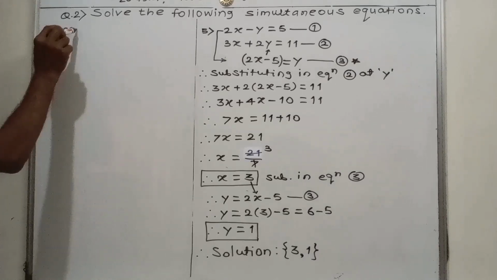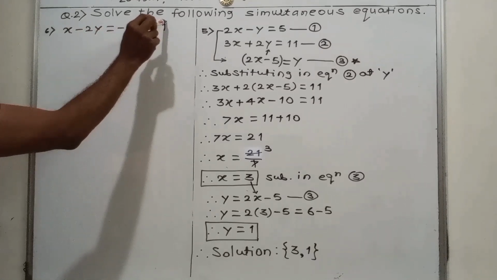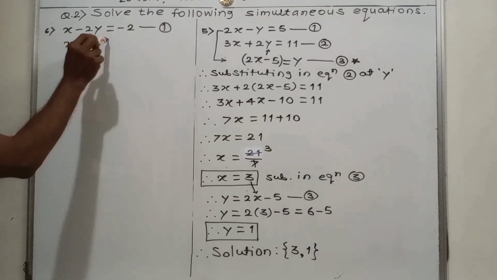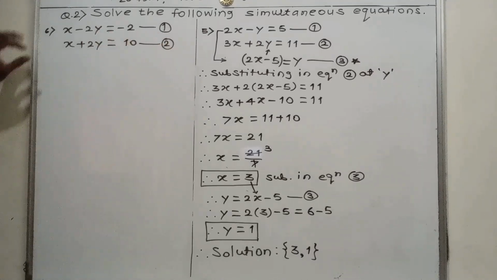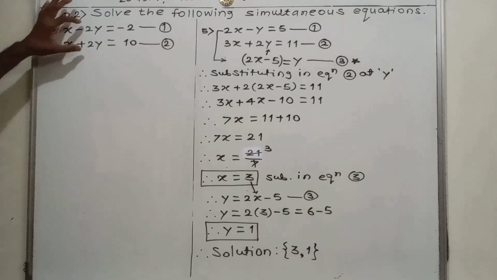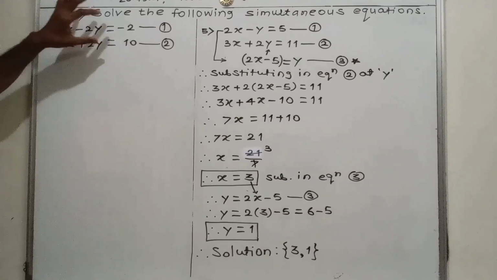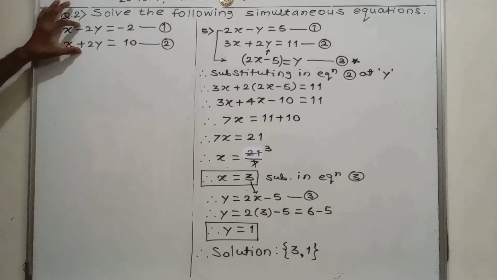x minus 2y is equal to minus 2, equation number 1. x plus 2y is equal to 10. Now see this. Here coefficients are equal, here also equal. When coefficients of x as well as coefficients of y are equal, then observe their signs. What are the signs of x? Positive, plus, and here opposite, minus and plus.